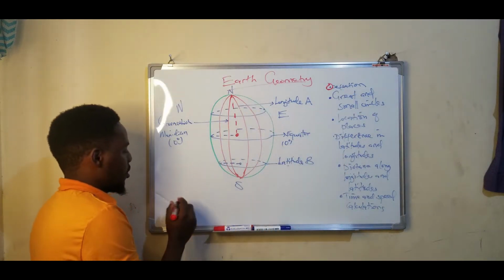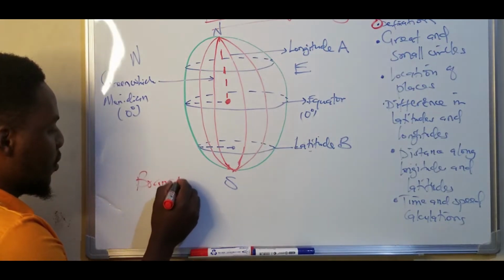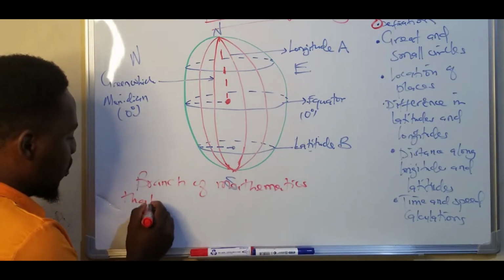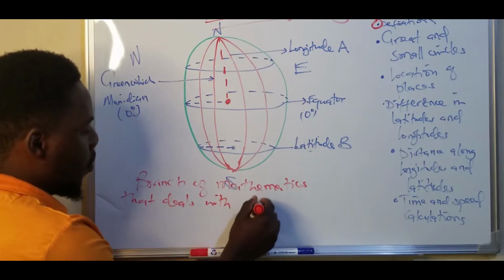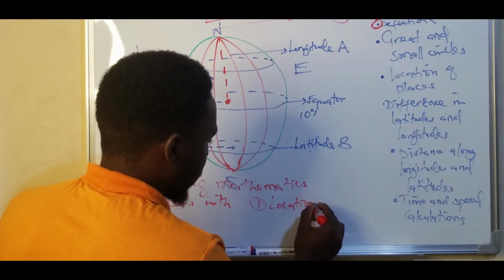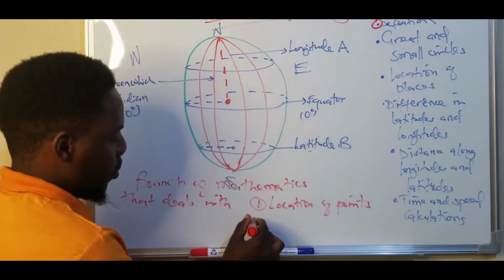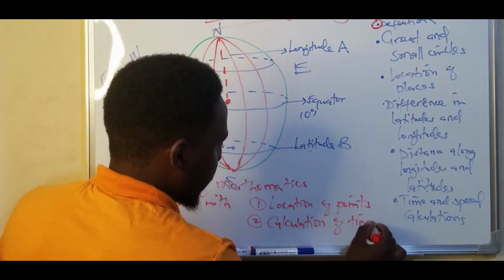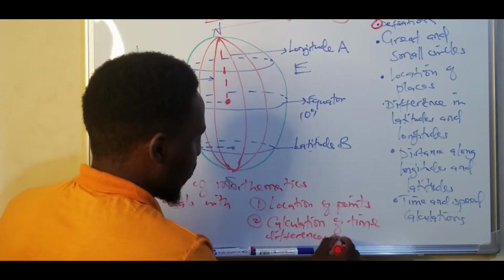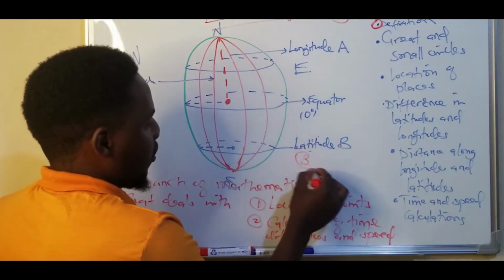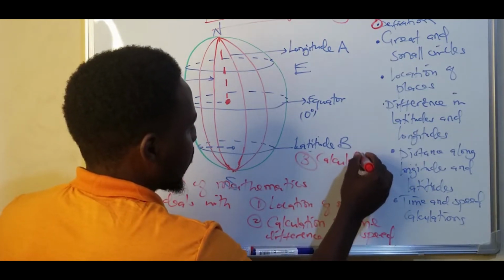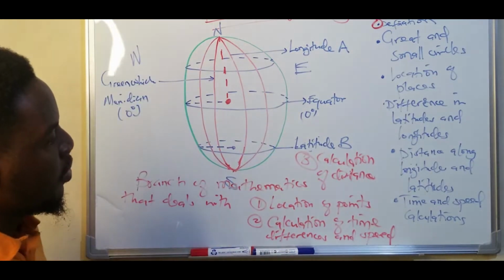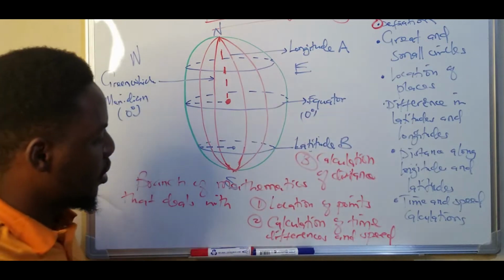So Earth geometry is simply defined as a branch of mathematics that deals with: one, location of points; two, calculation of time differences and speed; number three, calculation of distances along the Earth's surface.